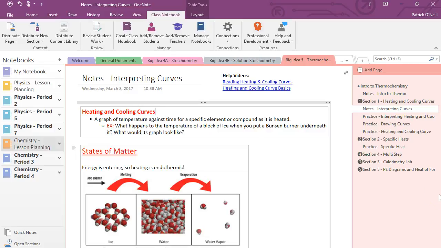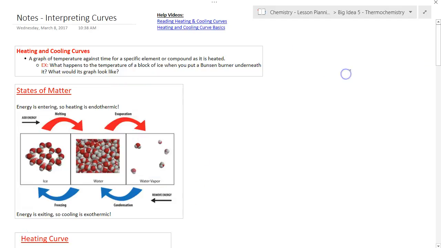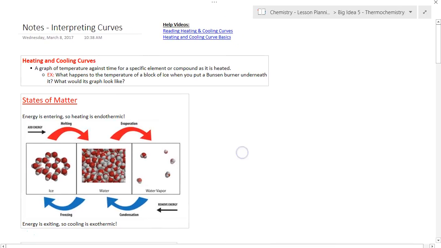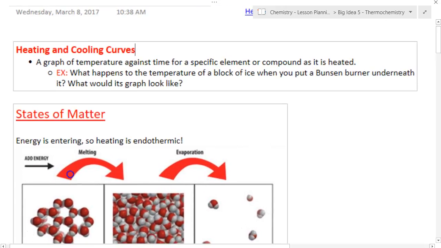Hey guys, today we are going to go over some notes for interpreting heating and cooling curves. Okay, so if you would, go to thermochemistry, and on the right-hand side, we're going to be taking notes for interpreting curves. Okay, so make that full. Pull open this video as a split screen with this.